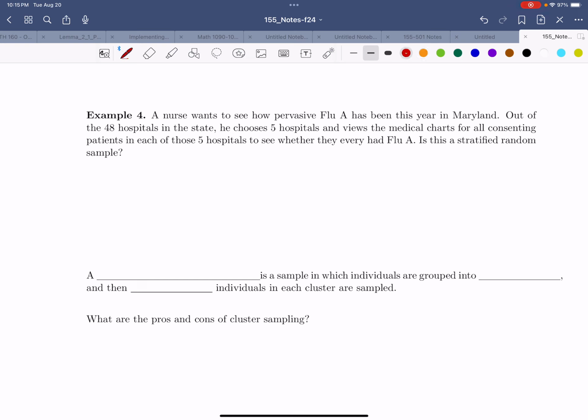Another example. You can pause for example 4. Is this a stratified random sample? And the answer is no, because every person in 5 hospitals was chosen. Right? Instead of, for example, some people out of each of the hospitals being chosen. Maybe I'll actually write that down.